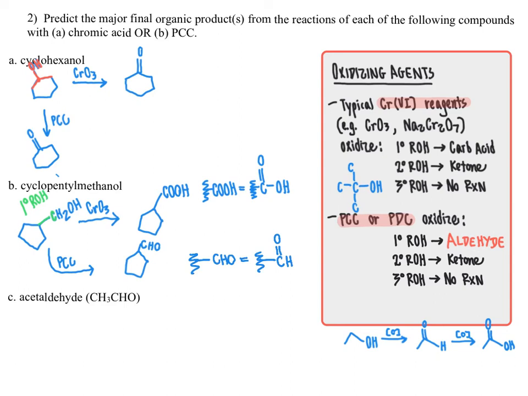So then finally we come down to our third question here. Acetaldehyde. Acetaldehyde is a 2-carbon aldehyde molecule. So I'll go ahead and draw that out. Our 2-carbon aldehyde, CH3CHO.